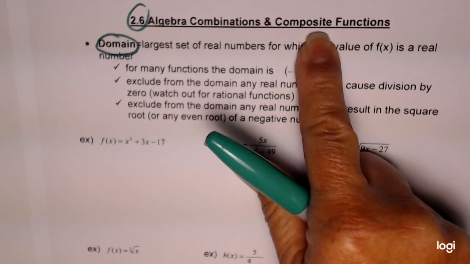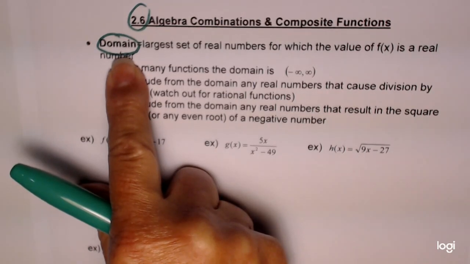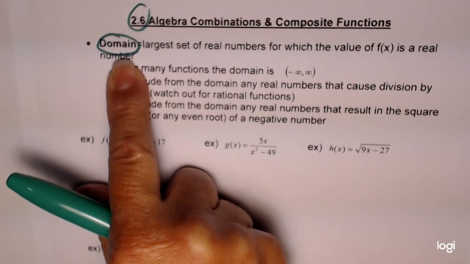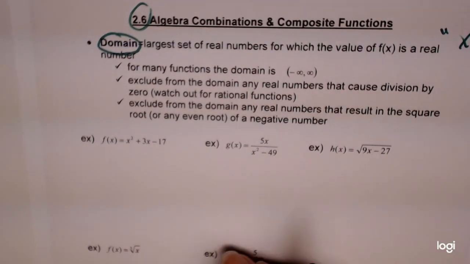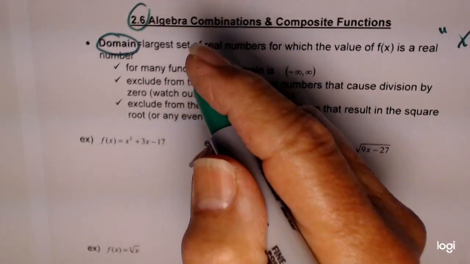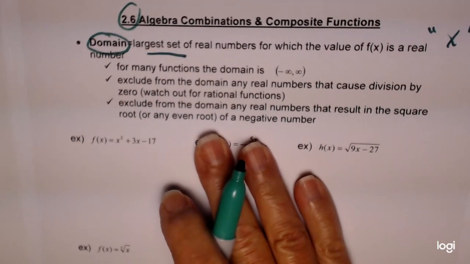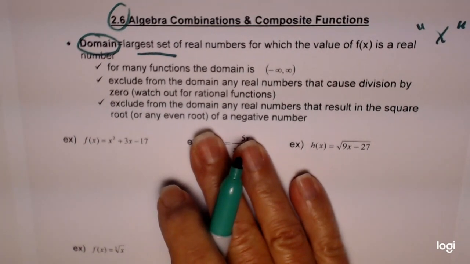But before we get into those, we're going to take a look at this idea of domain again. And remember, we looked at domain earlier, and we said that domain has to do with X. So the domain is all about the X values. And as this says here, the domain is the largest set. So it's going to be the biggest pool, or the ocean, if you will, of values for X that we can pull from to put into our function and have the value of the function be a real number.